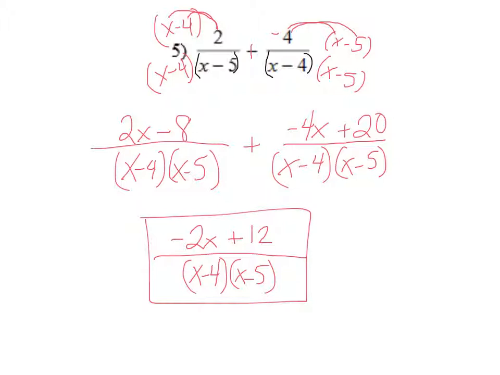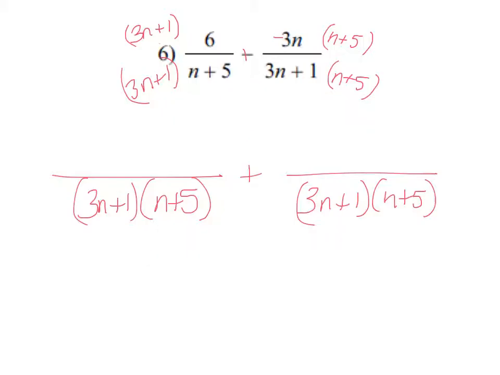Okay, so that's how you handle that if your denominators are totally different from one another. Now what I'd like you to do is give number 6 a shot. It's super similar to this one. So go work on number 6, see if you can get through that one. Pause the video, and when you're ready to check your answer, start it back up again. All right, let's see how you did.